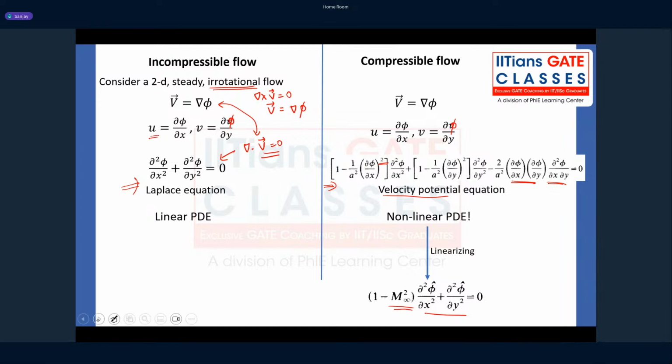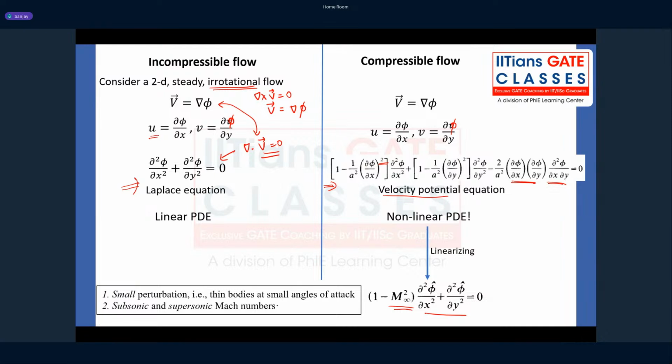Okay, now when I linearize this, what are the assumptions? The assumption is that this is valid only for thin bodies. It is valid only for a slender body, a very thin body, at a very small angle of attack. And this is valid only for subsonic and supersonic Mach numbers. So this is not really valid in the transonic region, right? What is the transonic region? Transonic is from Mach 0.8 to 1.2. So this is not valid in that. This is how the linearization is done. Okay, so after linearizing, you get this equation.